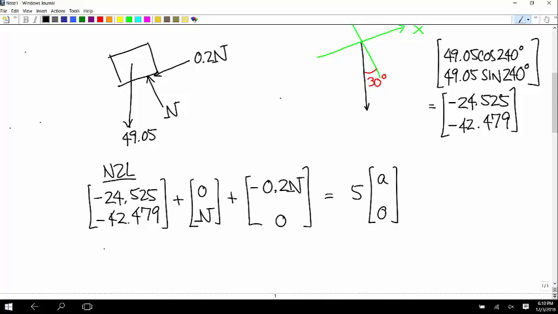And then use the y equation to calculate n. So that gives you that n, negative 42.479 plus n is equal to 0. And so n is equal to positive 42.479. And that's newtons. So I'm always going to show the normal force with the scripty n, and newtons is just a plain uppercase N, so you can tell those apart.